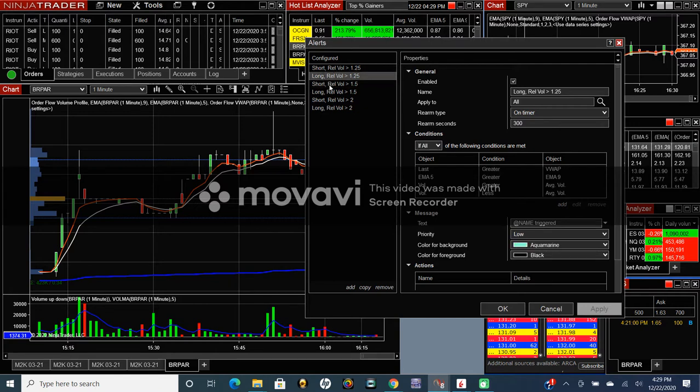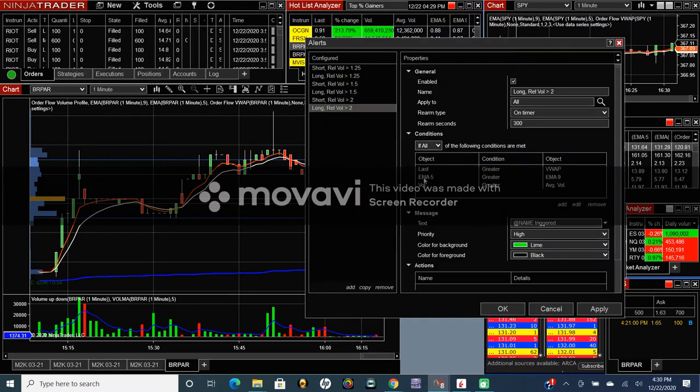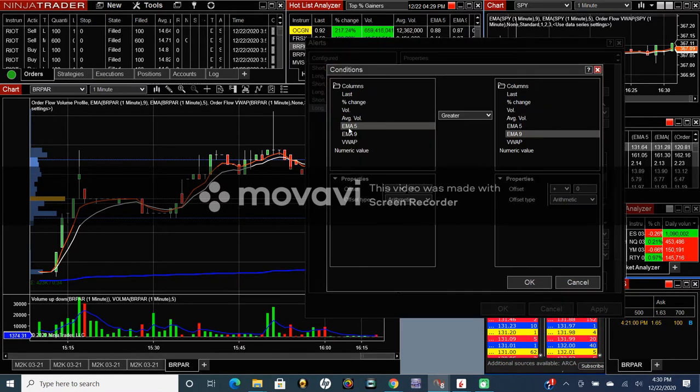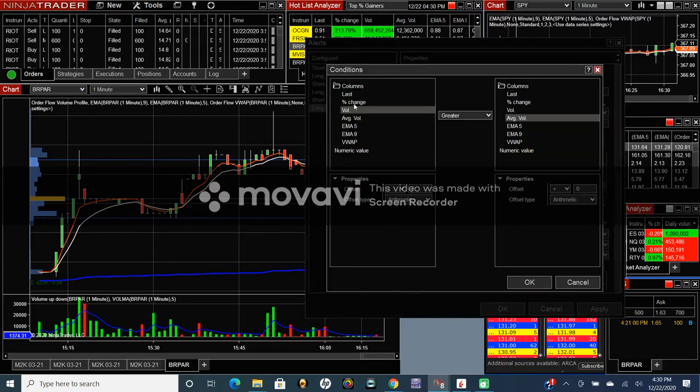Relative volume over 1.5 is medium priority, and relative volume over 2 is high priority. So the way I did it is, for instance, I configured it to where I've got my last price. If it's greater than VWAP, then that's one condition. And then I also have it where if the EMA 5 is greater than the EMA 9, that's condition 2. And the third condition is I have volume divided by 2 is greater than average volume.